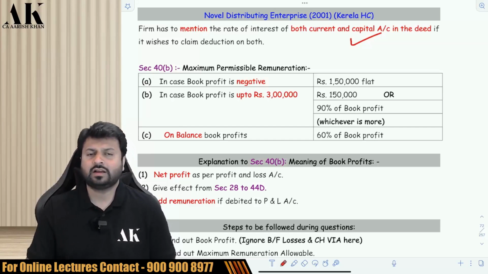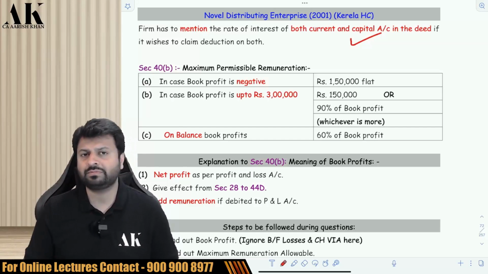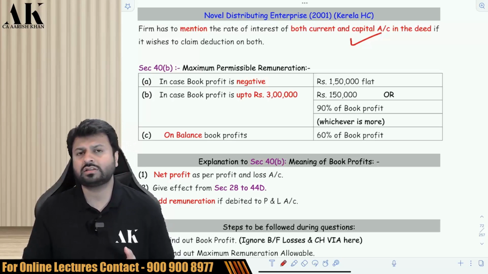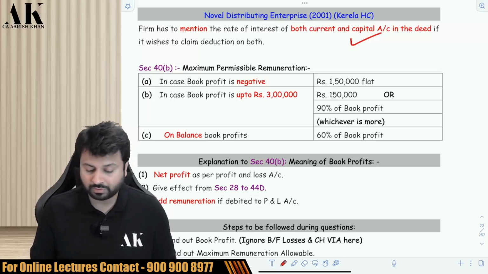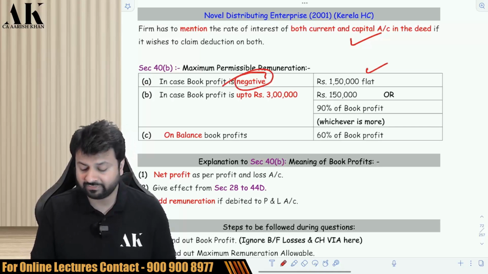Now, interest, how much is it allowed? As I have told you, maximum 12%, not more than 12%. Remuneration, how much is it allowed? It depends upon the book profit. If your book profit is negative, then 1,50,000 flat.